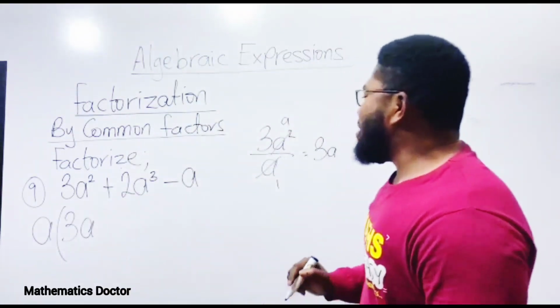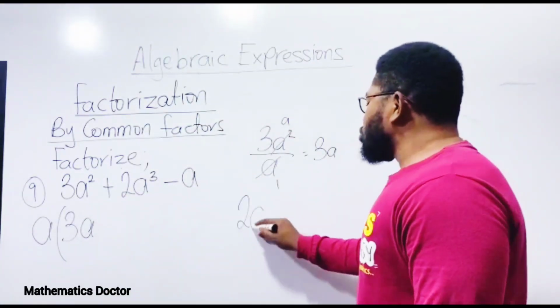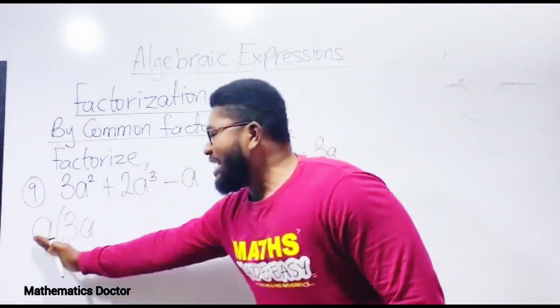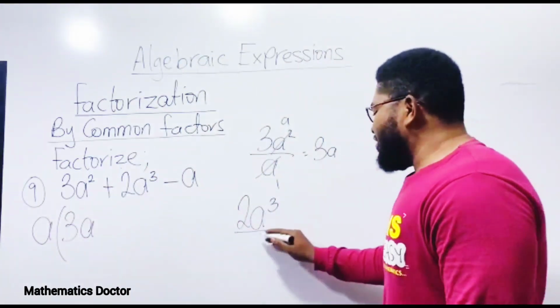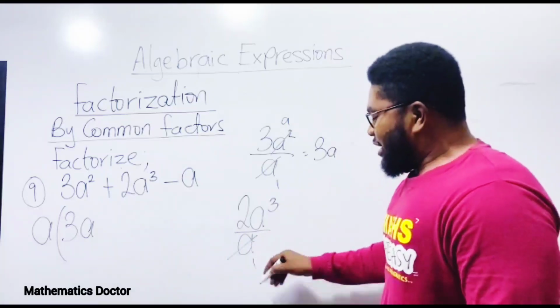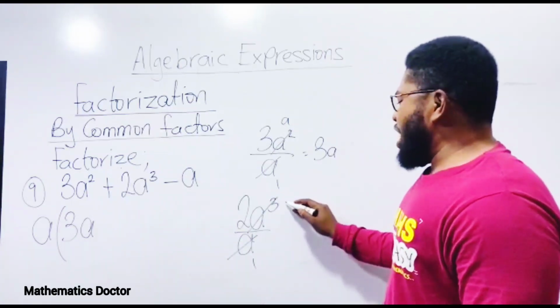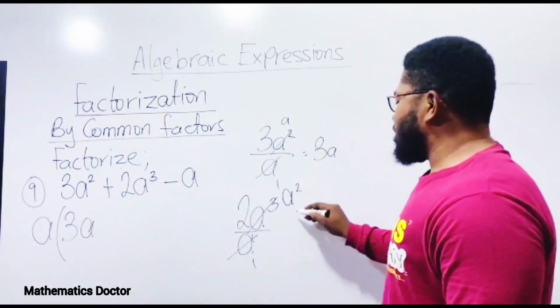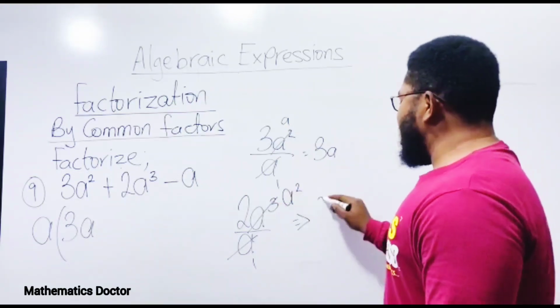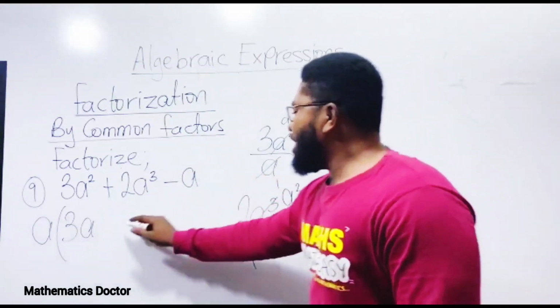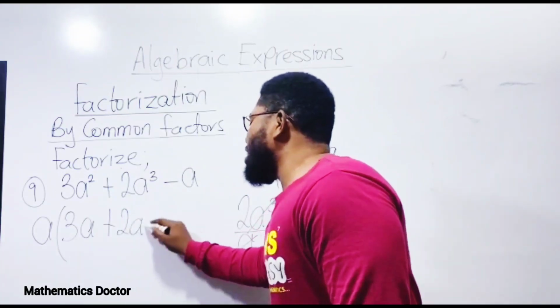Then we take the second term, which is 2a cubed. We divide it by the common factor a. So a into itself is 1. A into a cubed will give us a squared. So the answer will now be 2a squared. So then we replace it with a positive 2a squared.